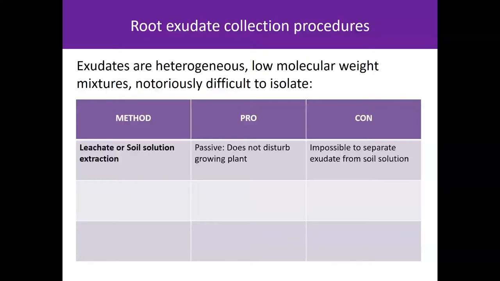So I'll just go over a couple of methods that are typically used to characterize these compounds. You can, for instance, collect leachate or passively collect a soil solution. The advantage of this, obviously, is that you're not disturbing the plant in any way. You're maintaining its environment, so it's a more passive collection procedure. But at the same time you're extracting a soil solution, and your root exudates are basically just one proportion of this carbon slurry that you're collecting from the soil itself.